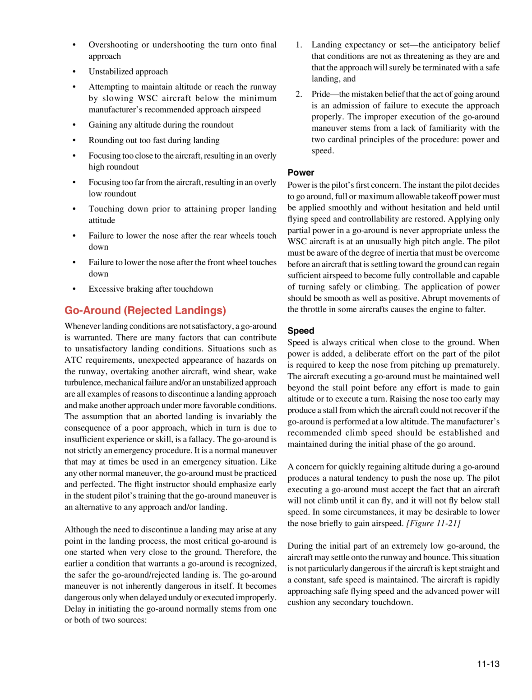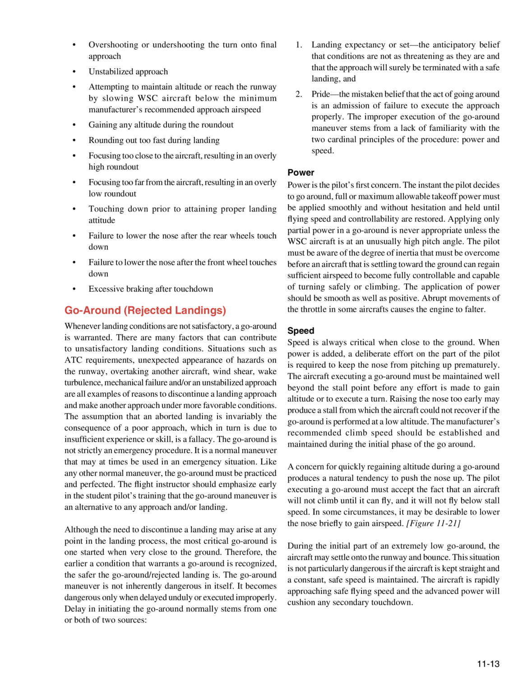The go-around maneuver is not inherently dangerous in itself. It becomes dangerous only when delayed unduly or executed improperly. Delay in initiating the go-around normally stems from one or both of two sources. 1. Landing expectancy or set, the anticipatory belief that conditions are not as threatening as they are and that the approach will surely be terminated with a safe landing. 2. Pride, the mistaken belief that the act of going around is an admission of failure to execute the approach properly. The improper execution of the go-around maneuver stems from a lack of familiarity with the two cardinal principles of the procedure, power and speed.